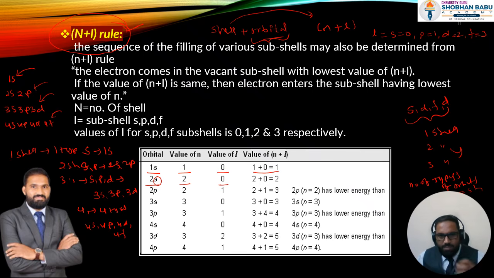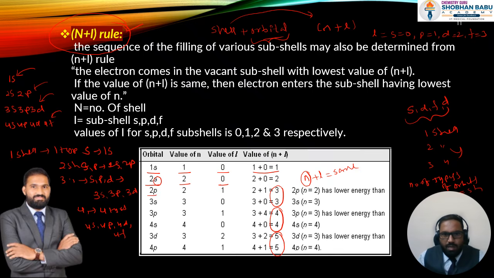We have calculated all of them, but there are some places where these values are the same. If those two values are the same, then what are we supposed to do? If both n plus L values are the same, then first we consider the n value. That is one of the important points: the lowest shell will be filled first.